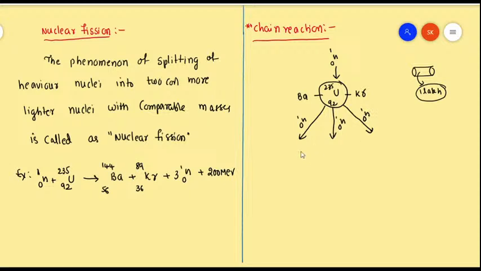Now these three neutrons, this sample has so many atoms, so the released neutrons on average are sometimes two neutrons, sometimes three neutrons. On an average, we will get 2.5 neutrons released in each fission. Fission means splitting.